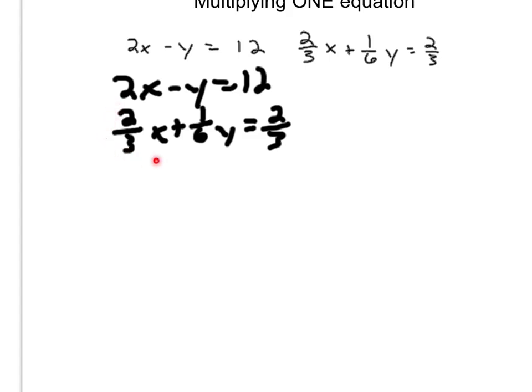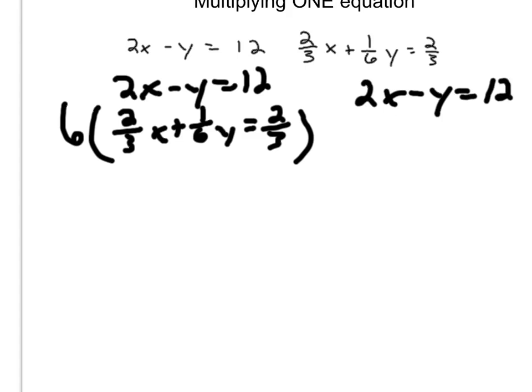So I'm going to multiply this equation here, and I need to make it the opposite of -1. Well, I can multiply this by 6, and that will make this positive 1y. So I'm going to take this whole equation and multiply it by 6. My first equation won't change, so I'm going to have 2x minus y equals 12. Second equation, 6 times 2/3, well that's 12 over 3, which is 4x, plus 6 times 1/6 is 1y. And again, 6 times 2/3 was 4.